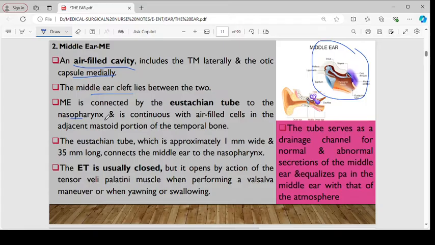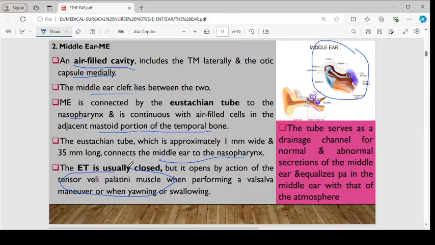And it is continuous with air-filled cells in the adjacent mastoid portion of the temporal bone. The eustachian tube is approximately 1 millimeter wide and 35 millimeters long, and it connects the middle ear to the nasopharynx. This eustachian tube is usually closed, but it can be opened by the action of the tensor veli palatini muscle, and these muscles help open it when a person is performing the Valsalva maneuver, or when they're just yawning or swallowing.